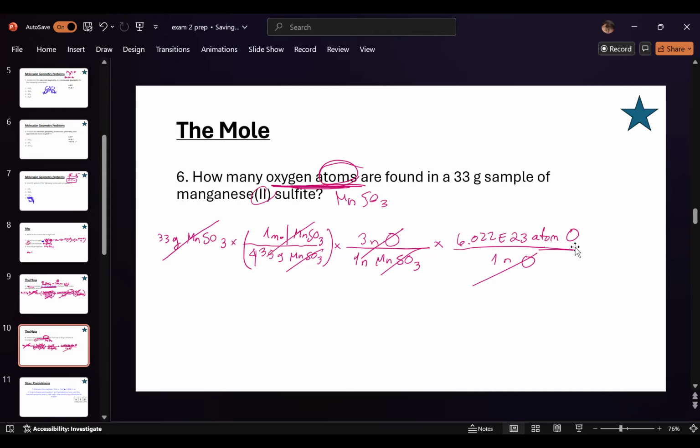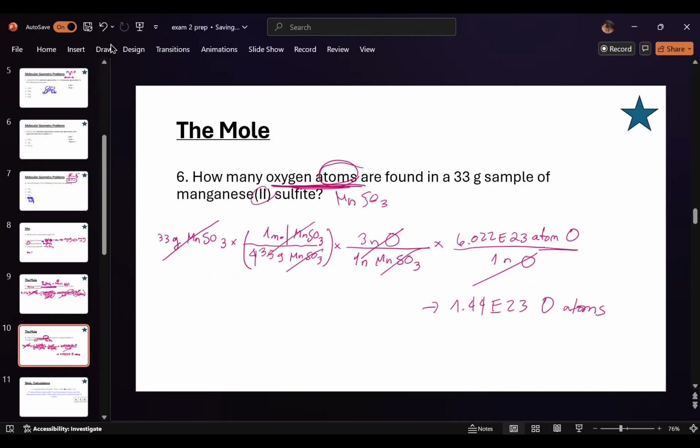And in total, I'm not sure of the answer. I wrote it down, but it will be, no, sorry, it'll be 1.44 times 10 to the 23rd power oxygen atoms. That's your final answer. So if this is too confusing to start with, draw a roadmap.